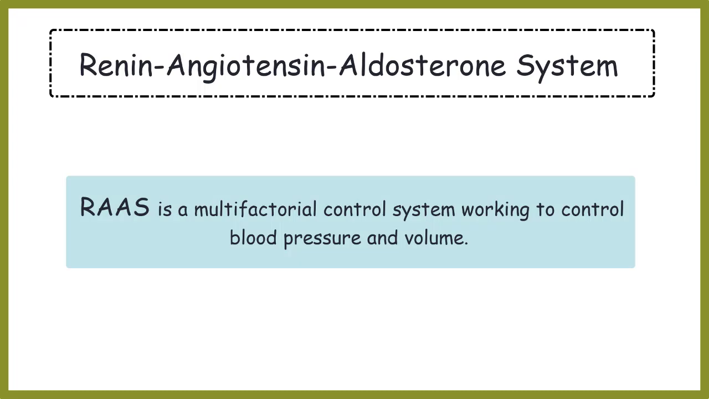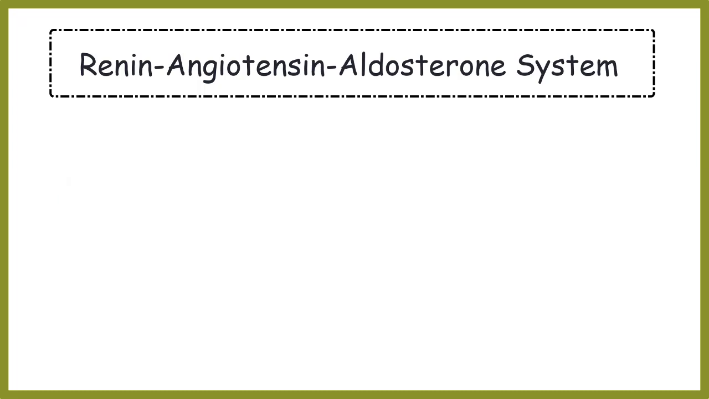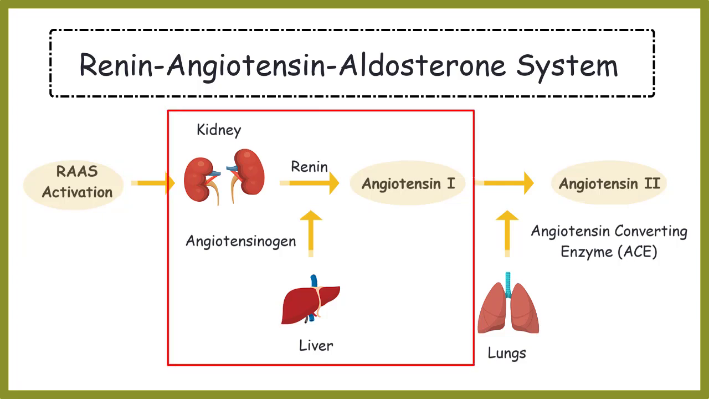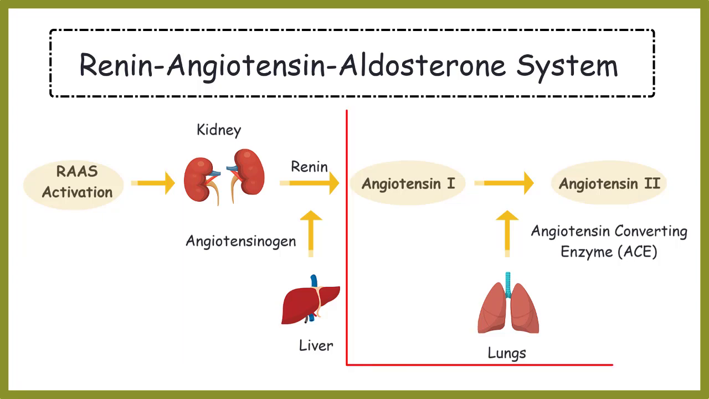RAAS is a multifactorial control system working to control blood pressure and volume. There are four main steps that occur to produce angiotensin II: RAAS activation, renin release, conversion of angiotensinogen to angiotensin I using renin, and conversion of angiotensin I to angiotensin II using angiotensin-converting enzyme.